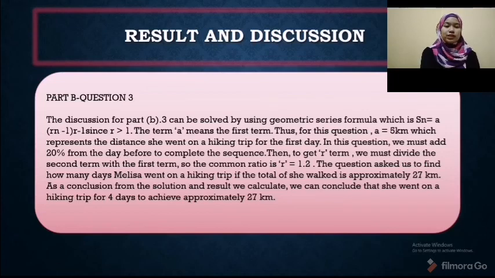So this question asks us to find how many days she went on a hiking trip if the total she walked is approximately 27 kilometers. As a conclusion from the solution and result, we can conclude she went on a hiking trip for 4 days.